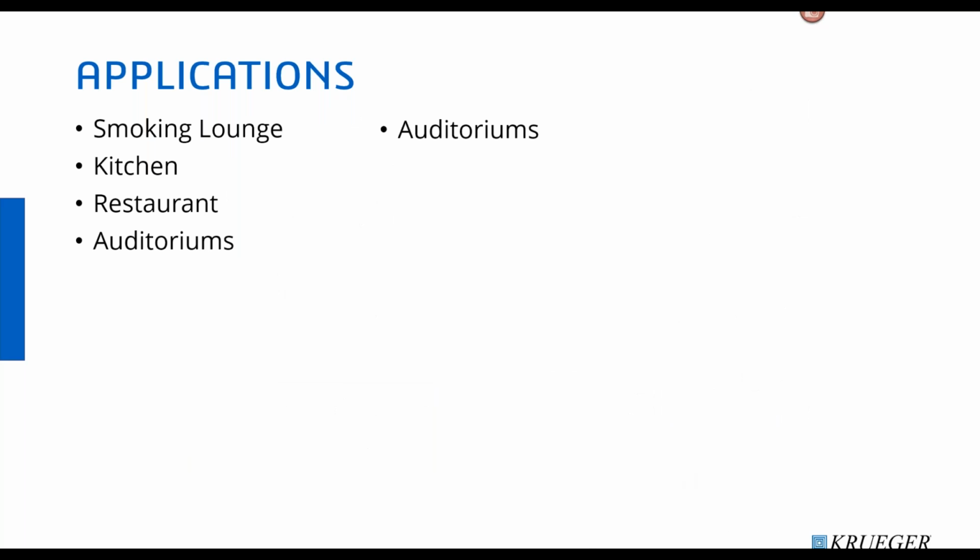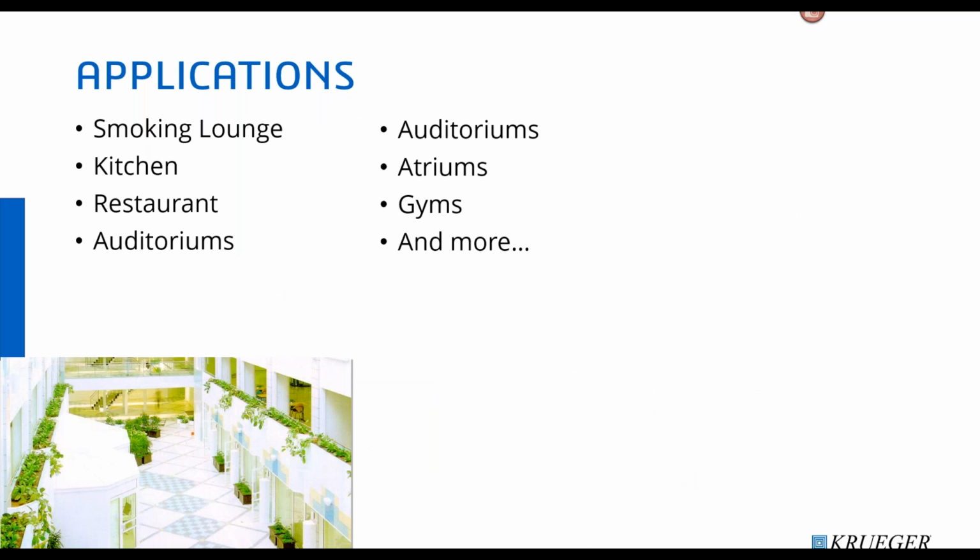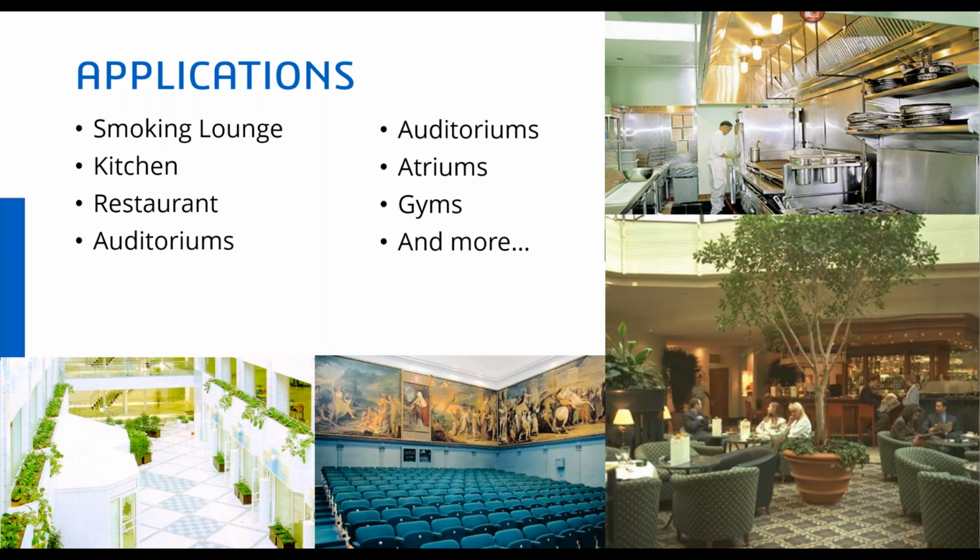Some applications that displacement works well for include a smoking lounge. This is a good example where you have particulates in a space that you're trying to ventilate. Also kitchens, where you have a lot of warm discharge air that you're trying to get out of the space. Displacement will work well for getting that hot air out of the kitchen space up towards the ceiling. Restaurants, auditoriums, atriums, gyms, and more. One of the common themes between these is that they have somewhat open floor concepts.